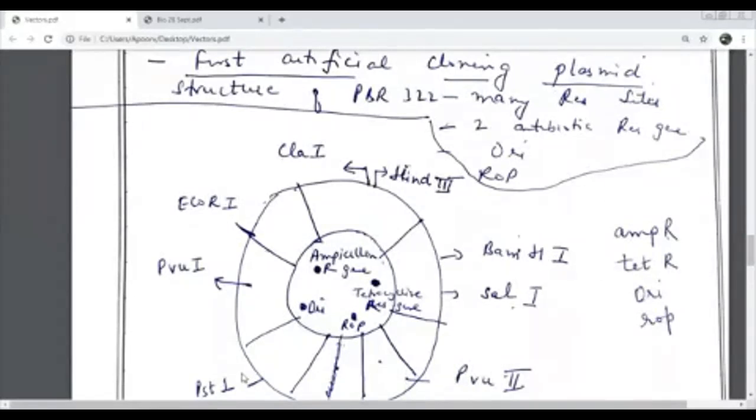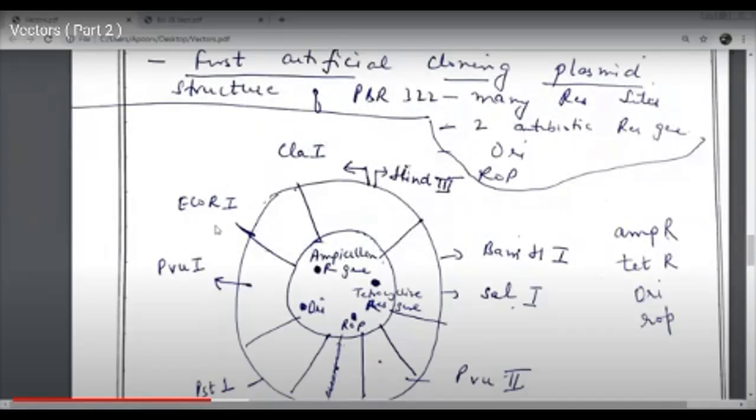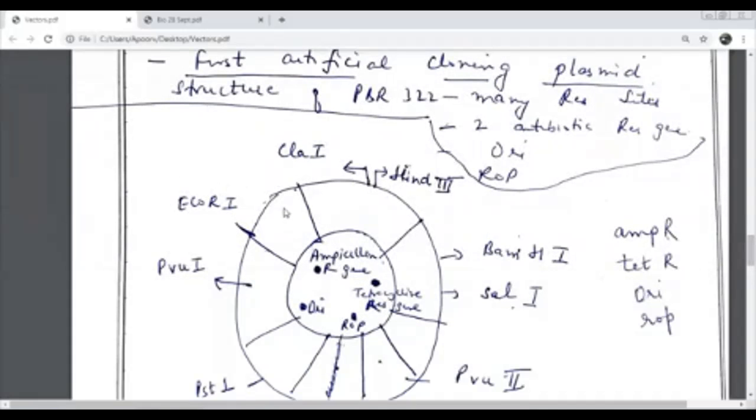Now we come to this. PVU के बाद we are moving on to, tell me, PST 1. Which is the next one? PST 1. PST 1 के बाद again the same one, but PVU 2 की जगह we are going to name it as PVU 1. PVU 1 के बाद we know, very close to this, here is this. This is Eco R1. This one is your Eco R1.